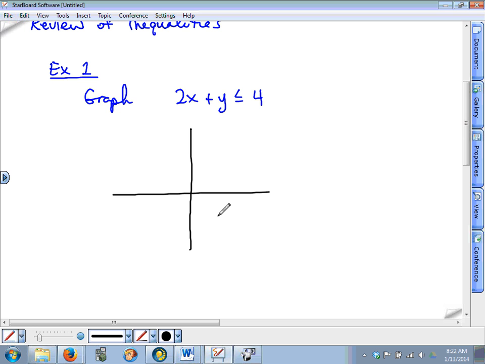What type of graph is this? Linear. Solid line or dotted line? Solid line. This should all just be a review. And then we got to figure out where to shade it. So I'm going to rewrite this into slope-intercept form. Y is less than or equal to negative 2x plus 4. Y-intercept is 4.